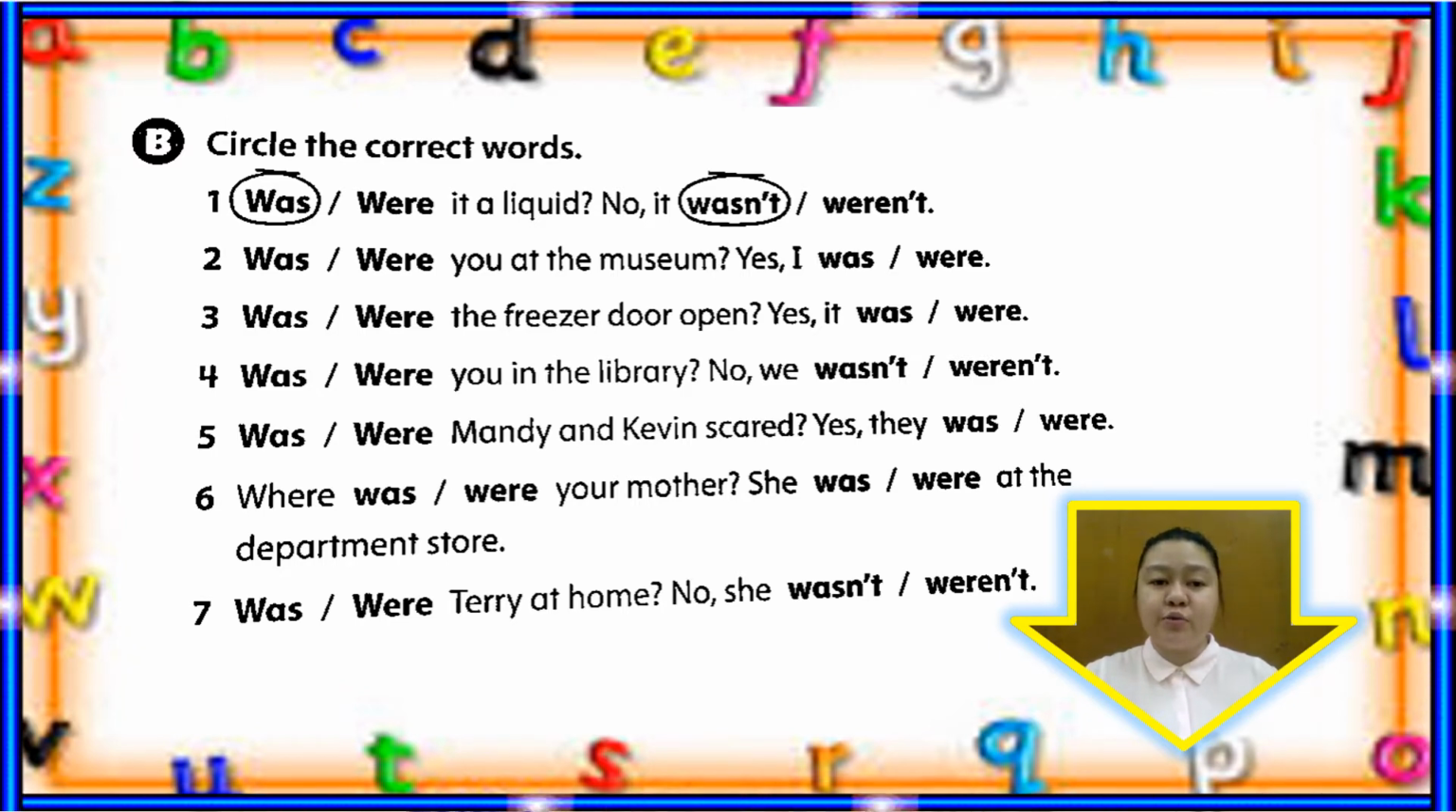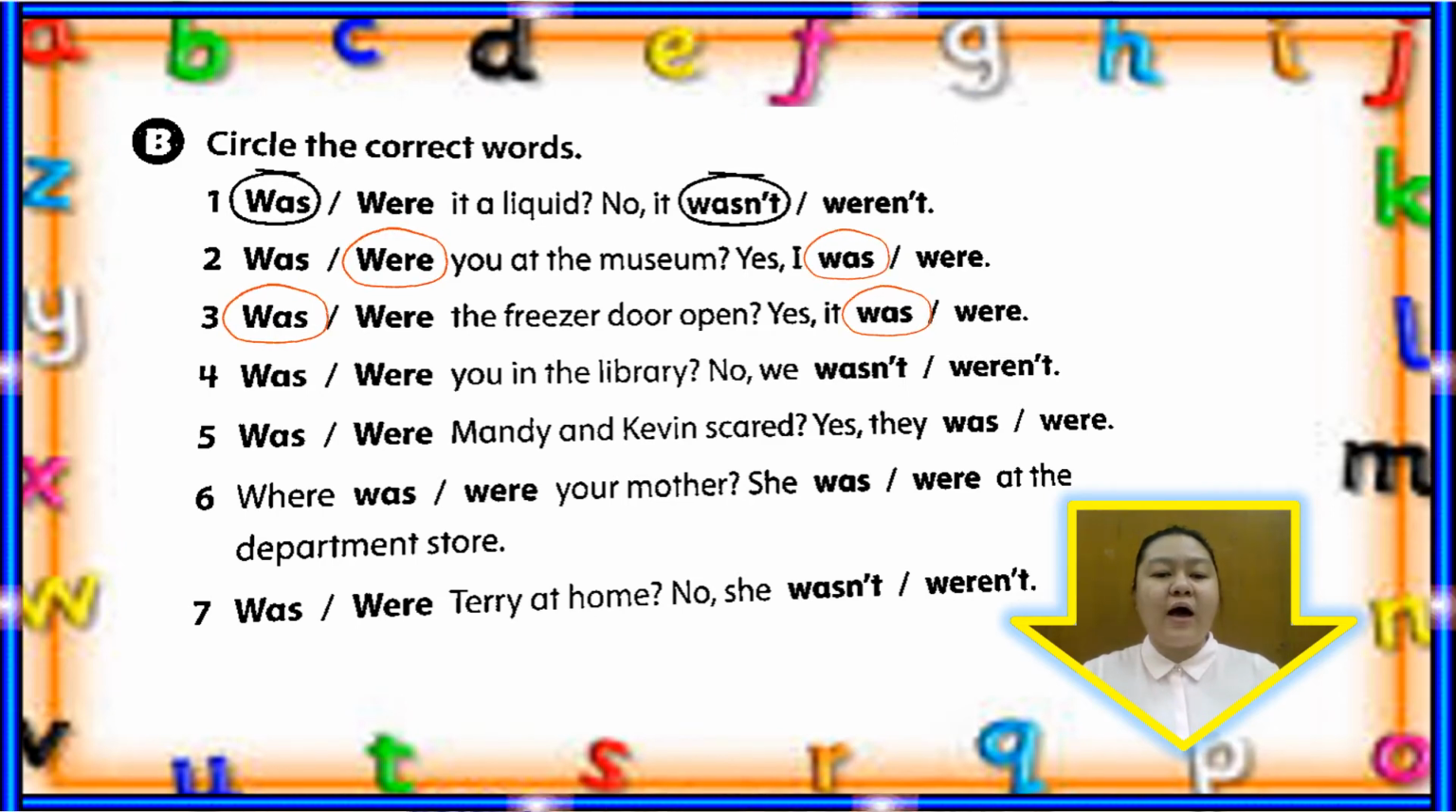Let's begin. Number 2, was or were you at the museum? We are using here you, so it means our answer is were. Correct. Now, yes, I was. Our pronoun is I. It's only one, so we will be using was. Right, grade 2. Number 3, was or were the freezer door opened? When you say freezer, is it singular or plural? It's singular, so our answer is was. Then, yes, it was or were. So our answer is was.